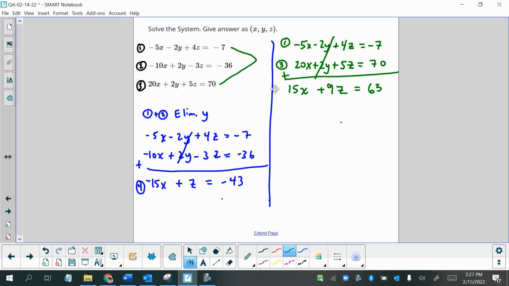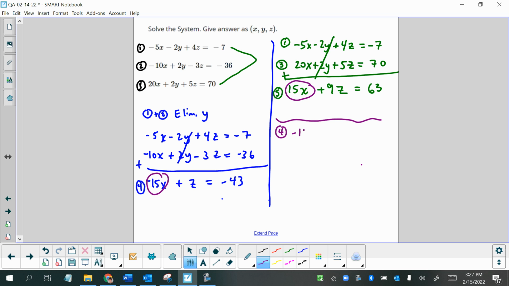So now I have a fifth equation, and that fifth equation has only the two variables x and z, just like the fourth equation has only the variables x and z, so that's convenient. Now I just have to eliminate another variable. Well, I'm noticing that the negative 15x in the fourth equation and the positive 15x in the fifth equation are going to cancel each other out. So that's what I'm going to do. I'm going to add the fourth and the fifth equation to cancel out the x term.